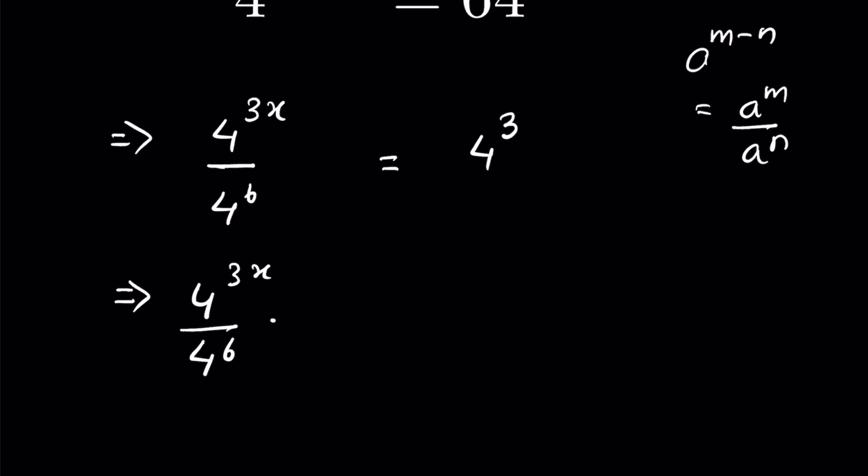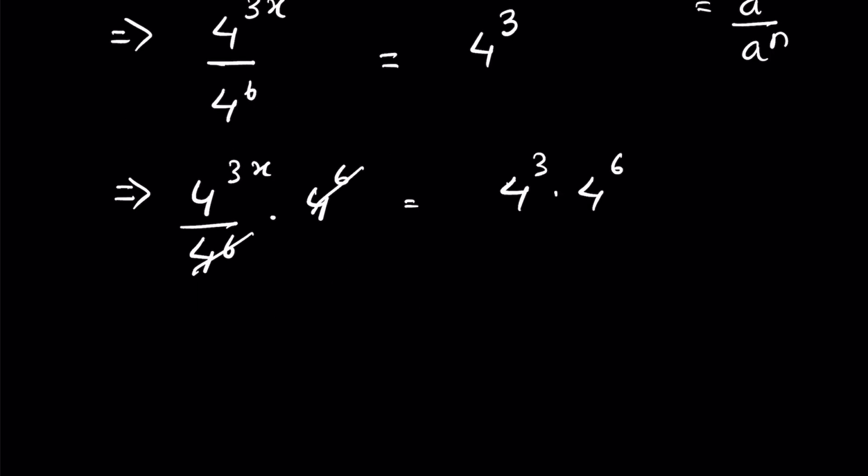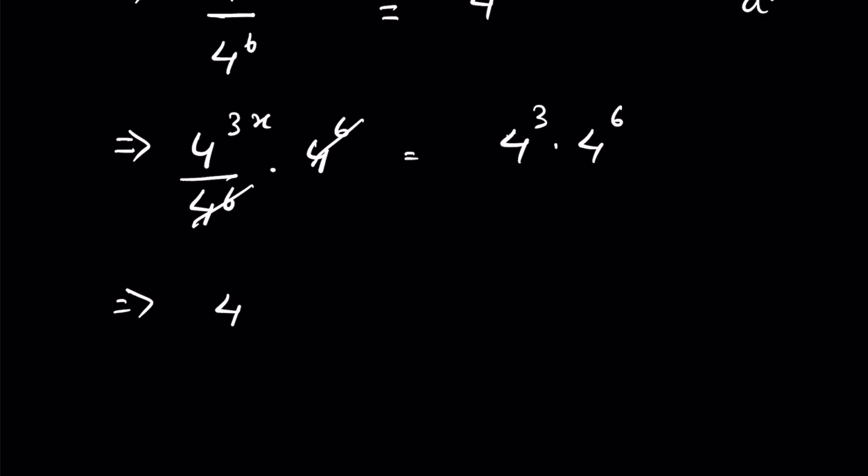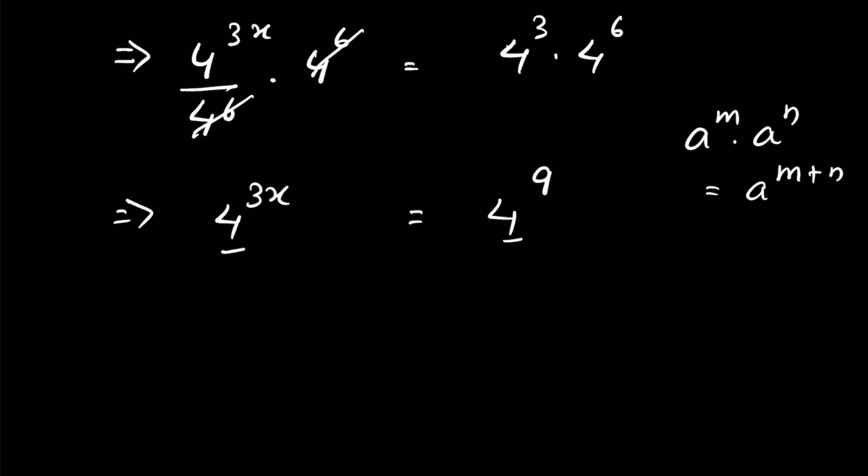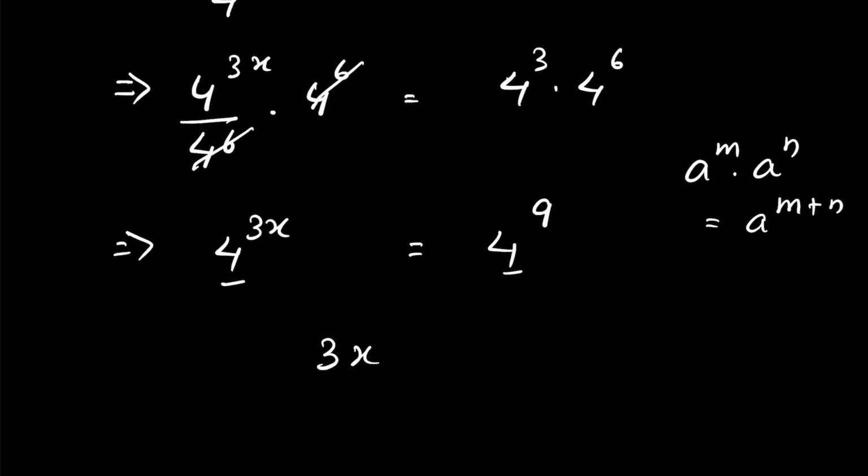We multiply both the sides by 4 raised to the power 6. So this and this get cancelled, or 4 raised to the power 3x is equal to, using the identity a raised to the power m times a raised to the power n is equal to a raised to the power m plus n, so it will be 4 raised to the power 6 plus 3, 9. Again the bases are equal, that means 3x is equal to 9, or x is equal to 9 upon 3. So x is equal to 3.